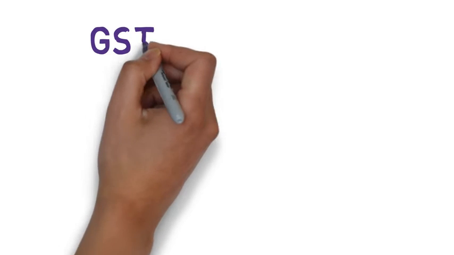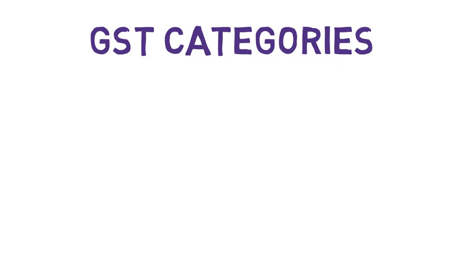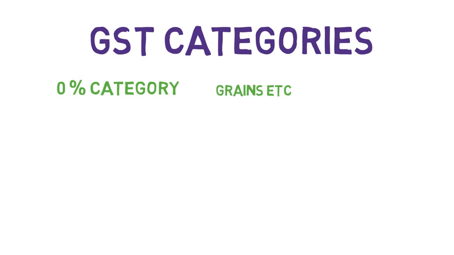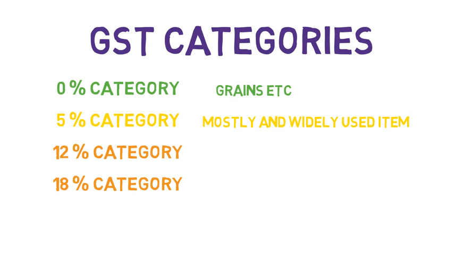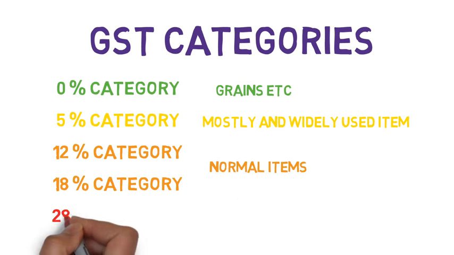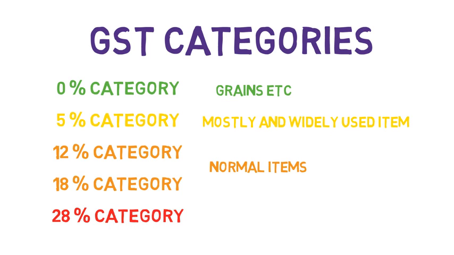We will also have 5 categories in GST in India. A 0% category, which will apply on food grains, etc. A 5% category, which will apply on mostly and widely used items. A 12 and 18% category, which will apply on items which are normally used. And a 28% category, which will apply on luxurious items.